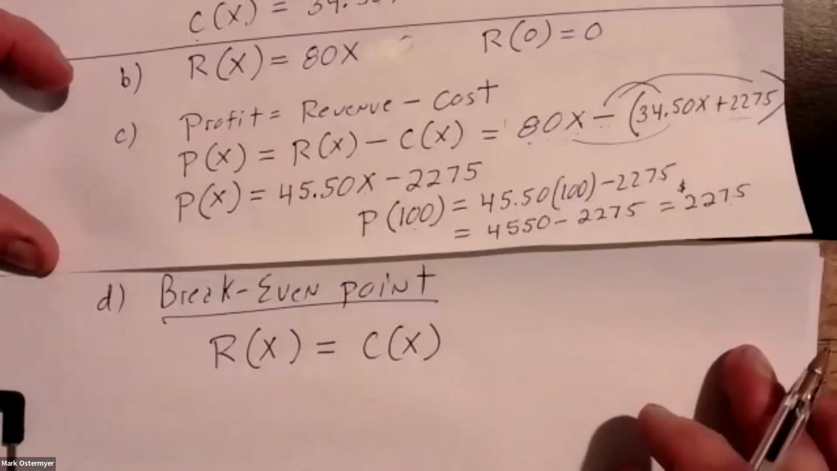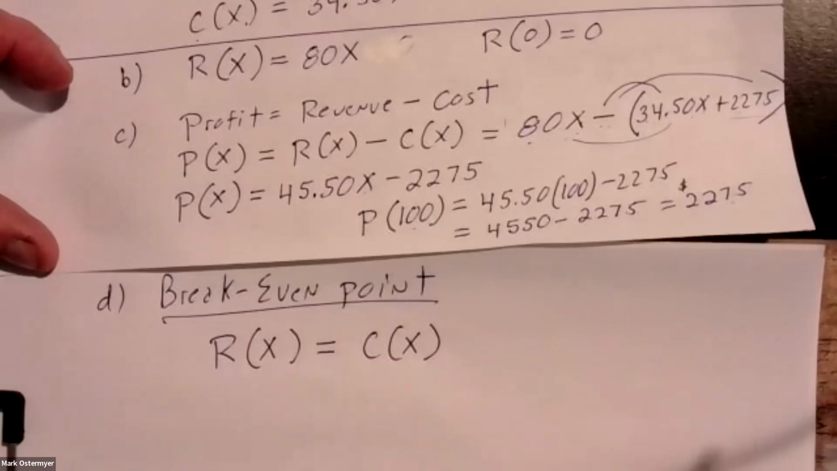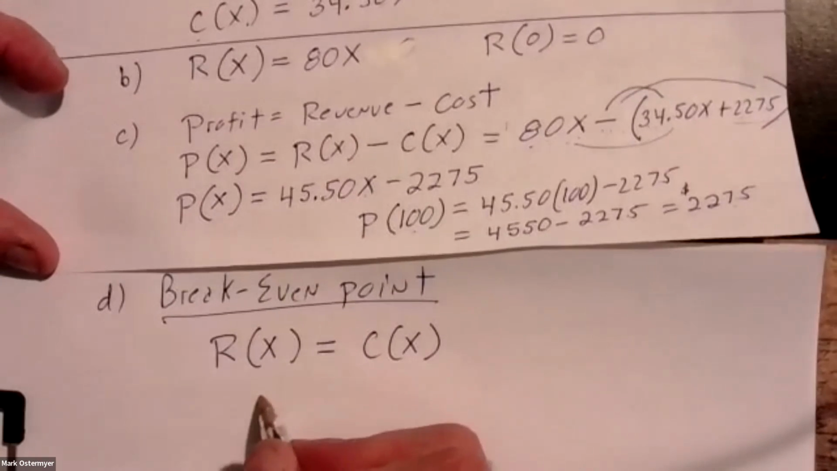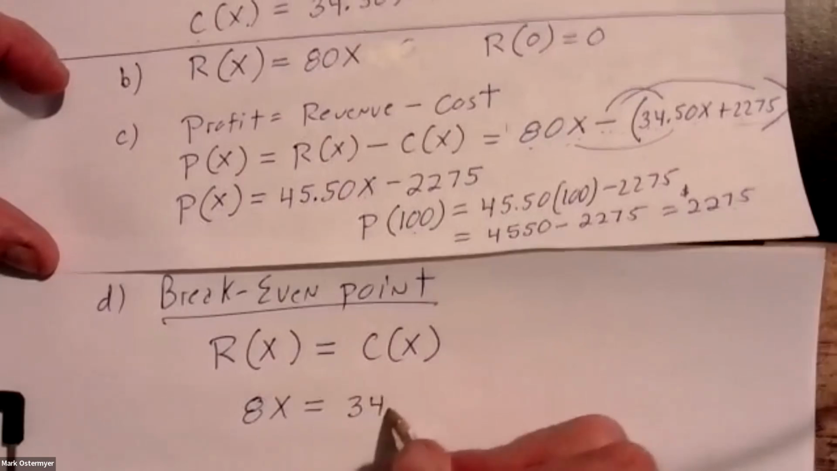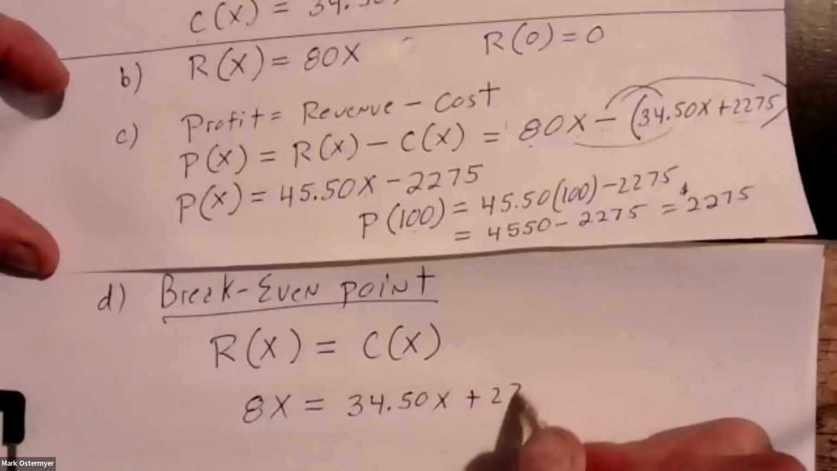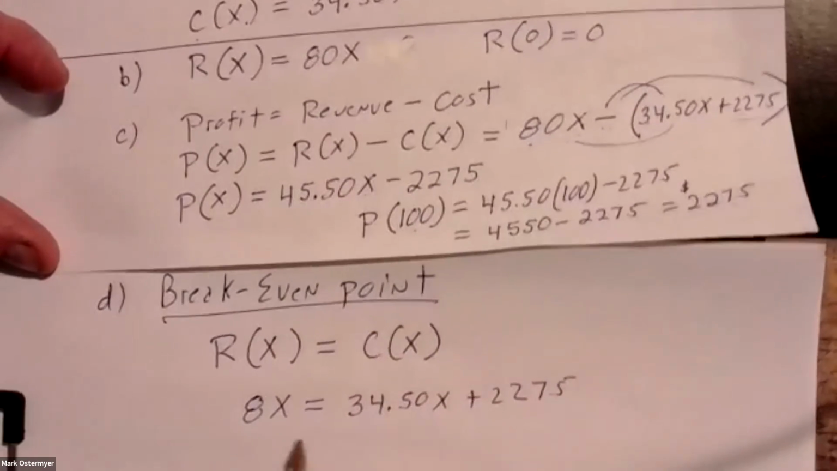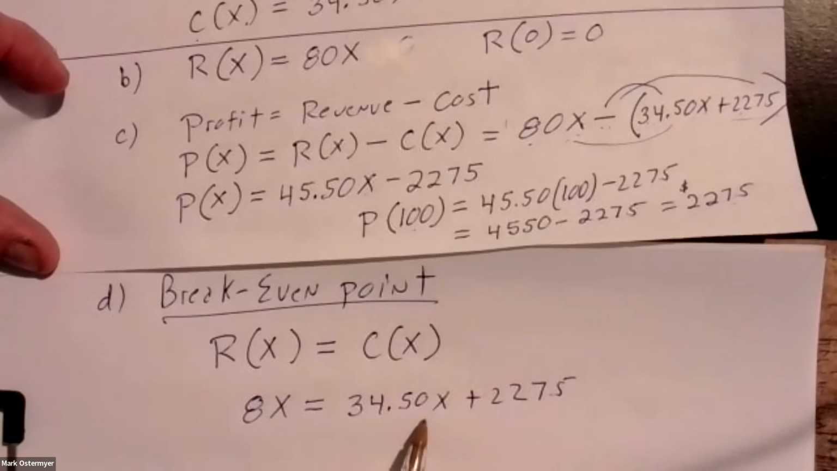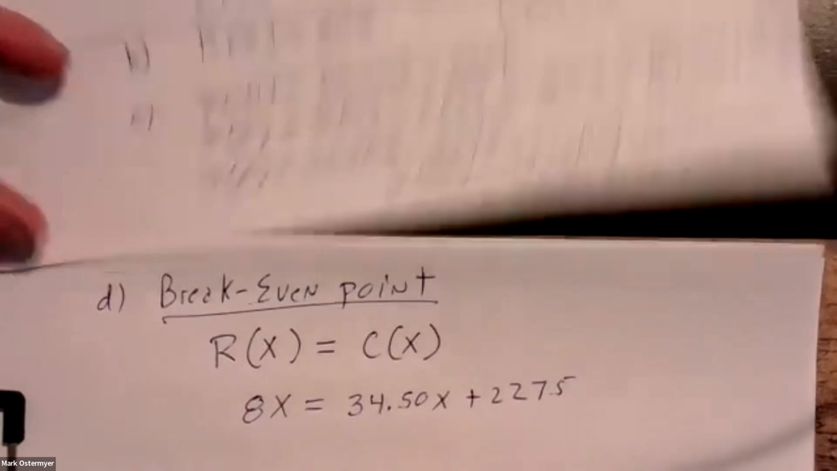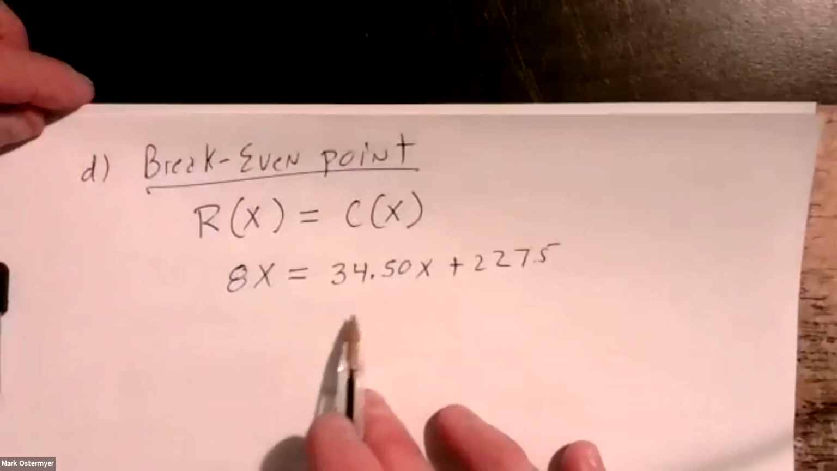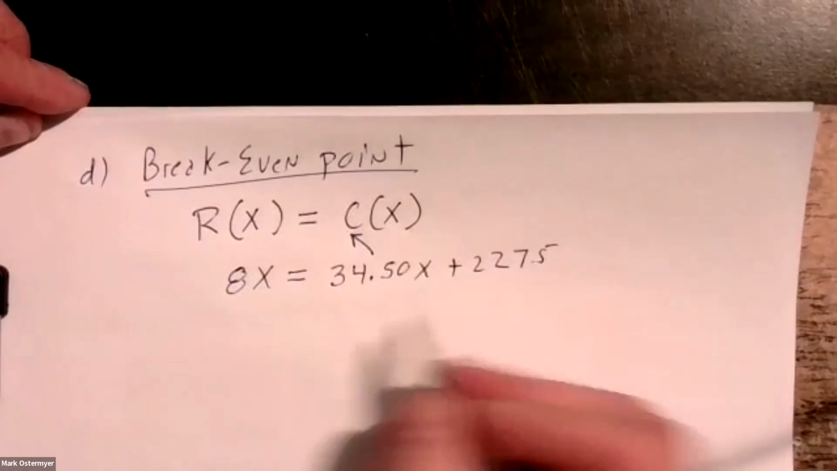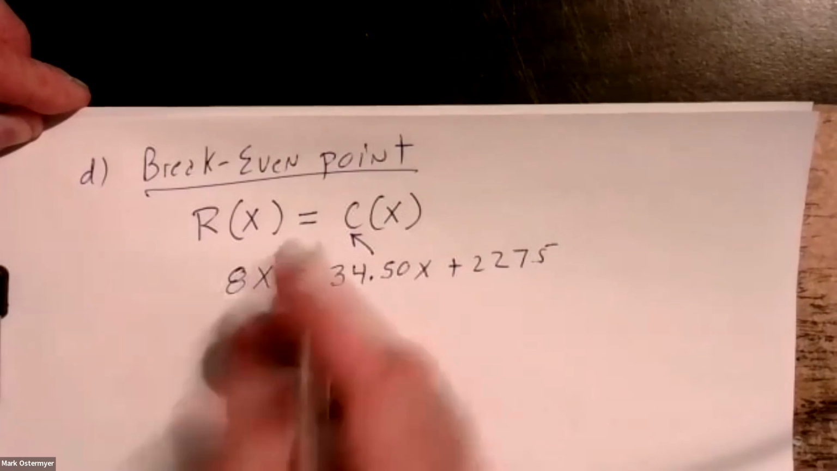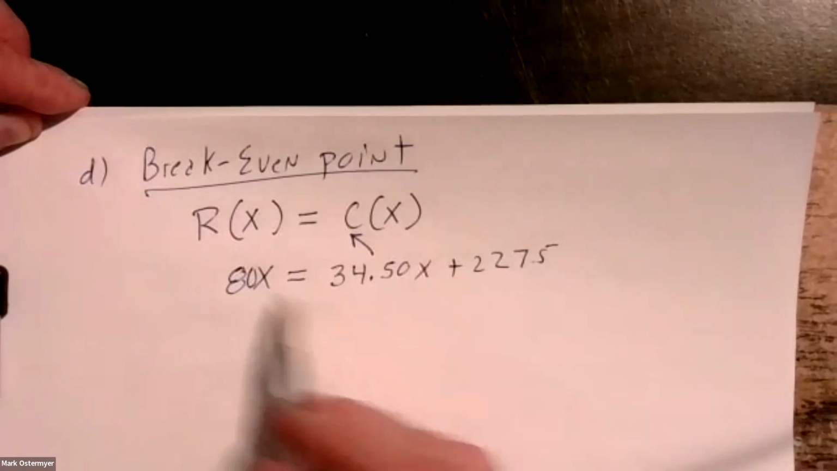So in order to find the break-even point, in other words, to find out how many of these widgets we have to manufacture and sell to break even, we're going to take the revenue function, which is 80X, and set it equal to the cost function, which we developed to be 34.50X plus 2275. And now we're going to solve for X to determine how many of these widgets we must manufacture and sell to break even. So how do I solve for X? I'll bring this over to the left side by subtracting 34.50X from both sides. Wait a minute here. This should be 80X, shouldn't it? Yeah, I'm sorry. My revenue was 80X.